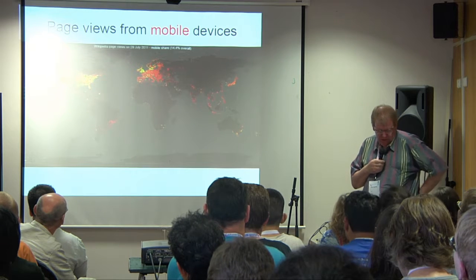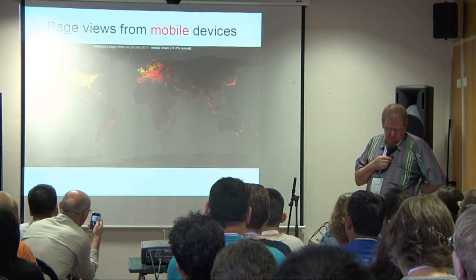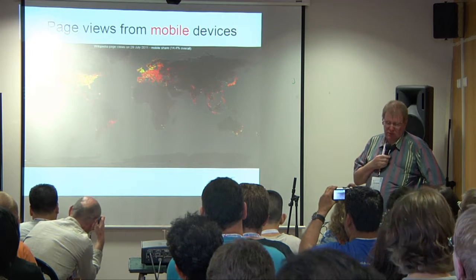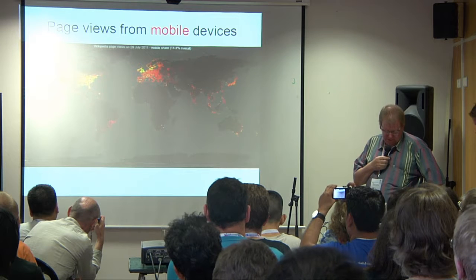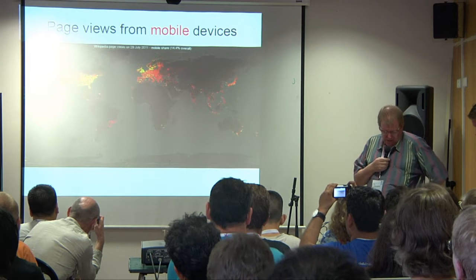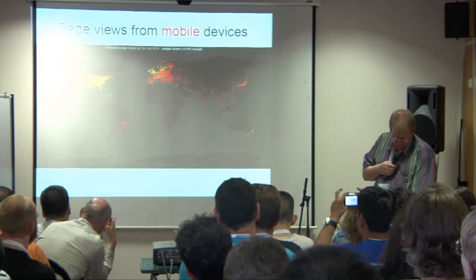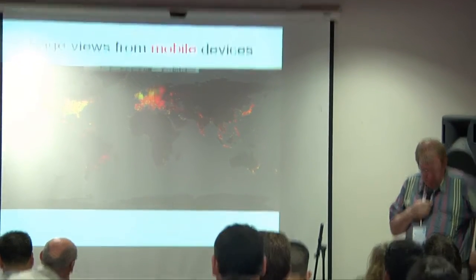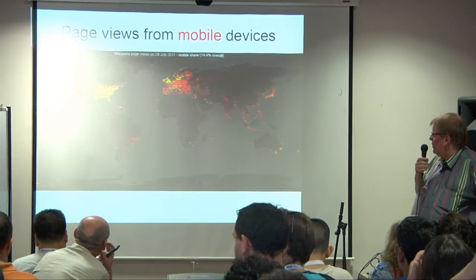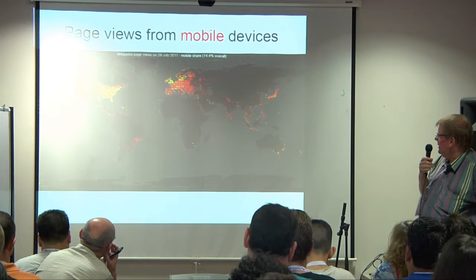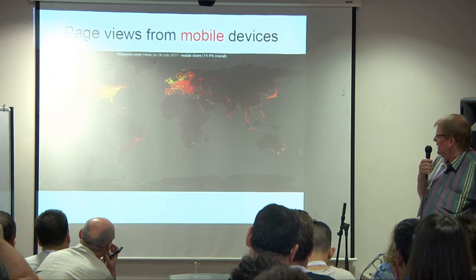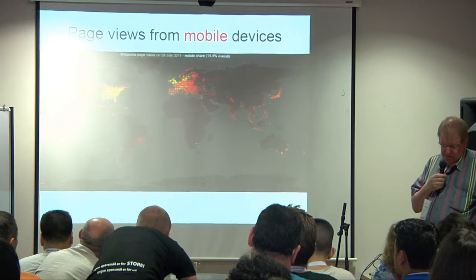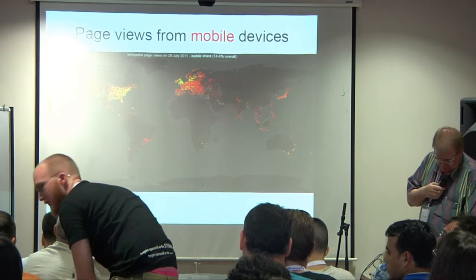This is another one. Here I make a distinction between views coming from desktops and mobile devices. And I'll show some detailed maps again. But first, I want to explain something. If you look carefully, you see that the total share of mobile is 14.4%, which is more than we ever expected. And I'll explain that on the chart.